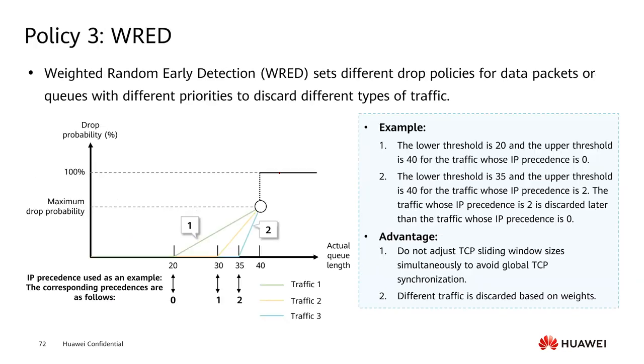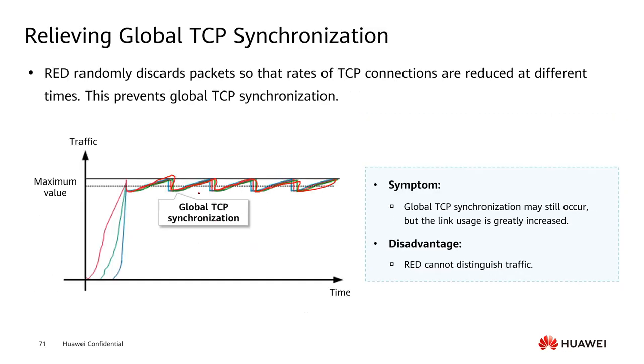But RED also has a problem, because when it drops packets, it is totally random. Which means, for example, the red TCP traffic is important, and the green and blue TCP traffic are non-key. RED cannot tell the difference. No matter whether you are key or not, it will always randomly drop the traffic.